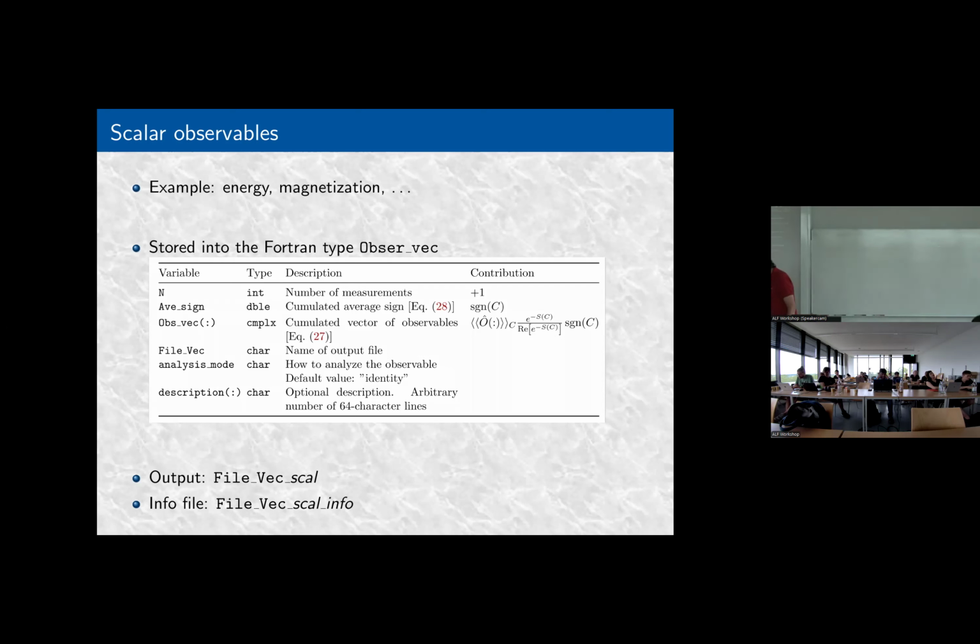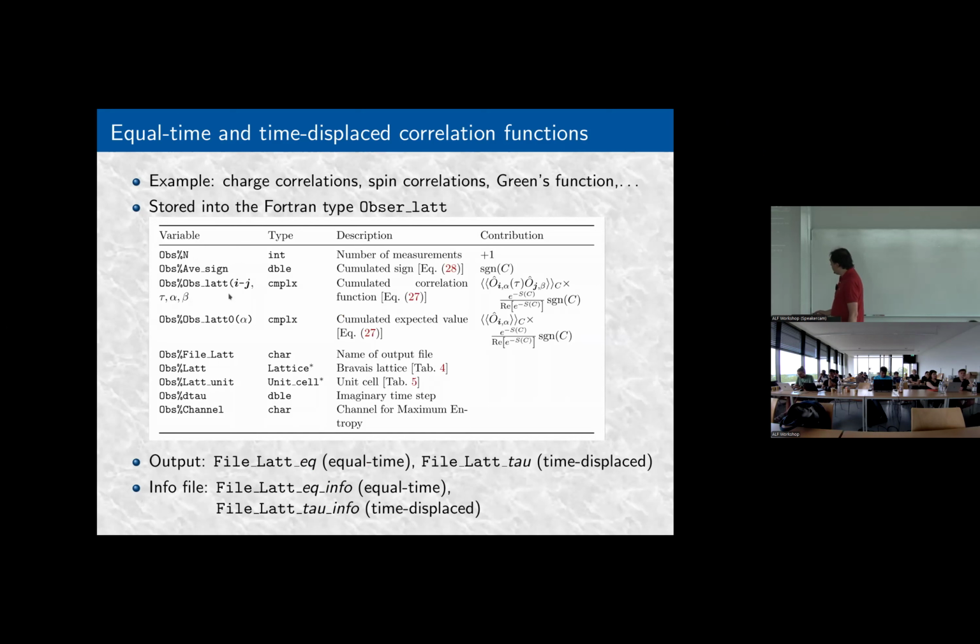Again, we have a series of fields which contains information on the observable, in particular the number of measurements that is used to take the average sign. Now we also have this obslat, which will in general be an array depending on several parameters. The first one is the distance in space, where the correlation is computed. The second is a time, which is absent, of course, if we are talking about the equal time correlation, and then two indexes reflecting the unit cell index.